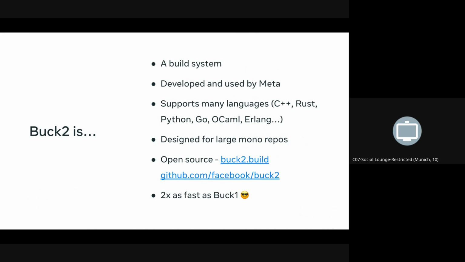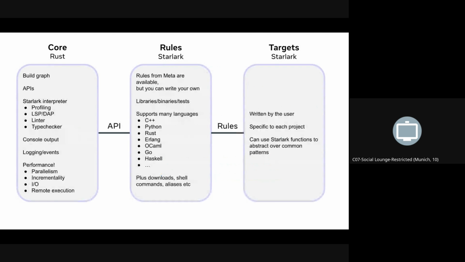So Buck2 is a build system. Think of it in the same space as Bazel. It's developed and used by Meta and has been in development for the last 4.5 years and is now our primary build system at Meta. It's a polyglot build system, so C++, Rust, Java, Go, Haskell, Erlang, OCaml, all your favorite programming languages. It's designed for monorepos. It's open source, so you can see the code on GitHub. And one thing we're very happy with is it's twice as fast as Buck1, which was its predecessor.